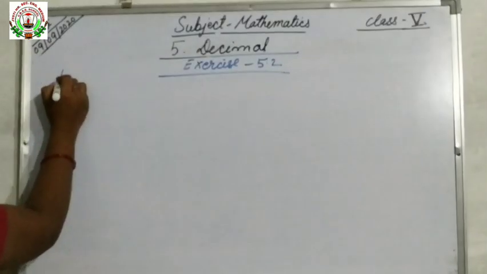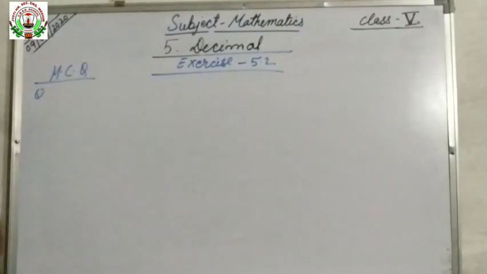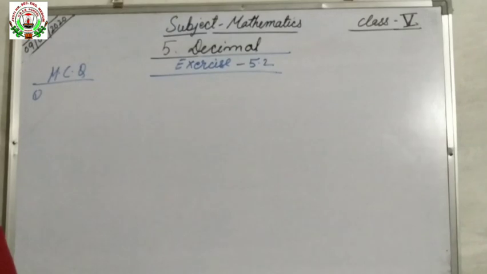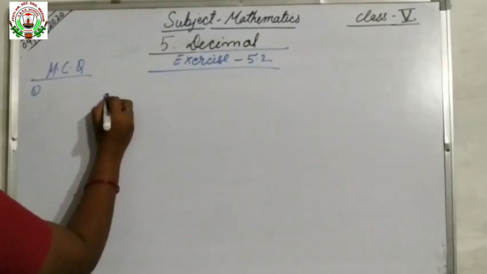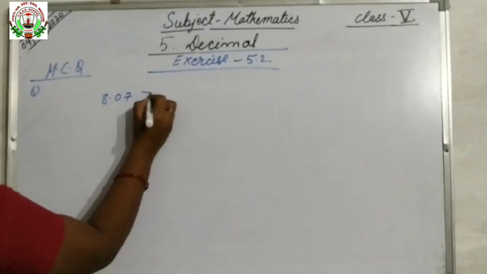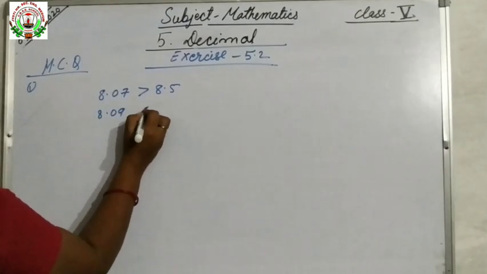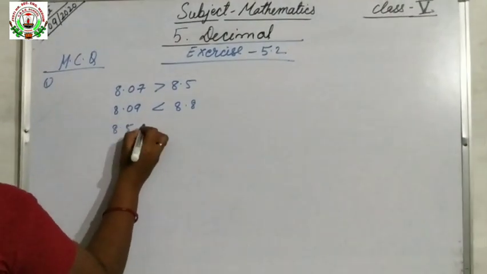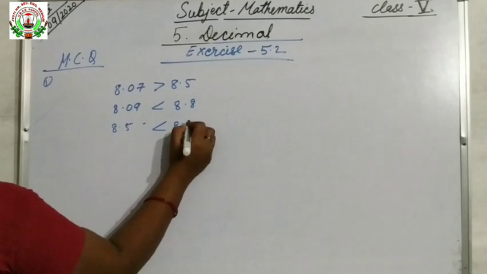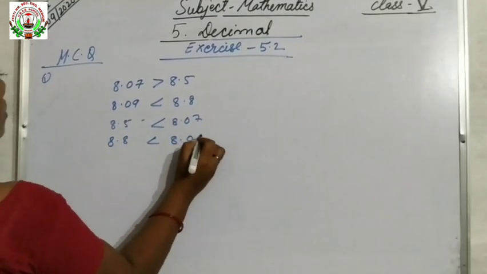In exercise 5.2, number 1 is MCQ. It is book work. You will do it in the book. Which of the following is correct? Here 8.5 is less than 8.07, 8.09 is less than 8.8, 8.5 is less than 8.07 and 8.8 is less than 8.09.